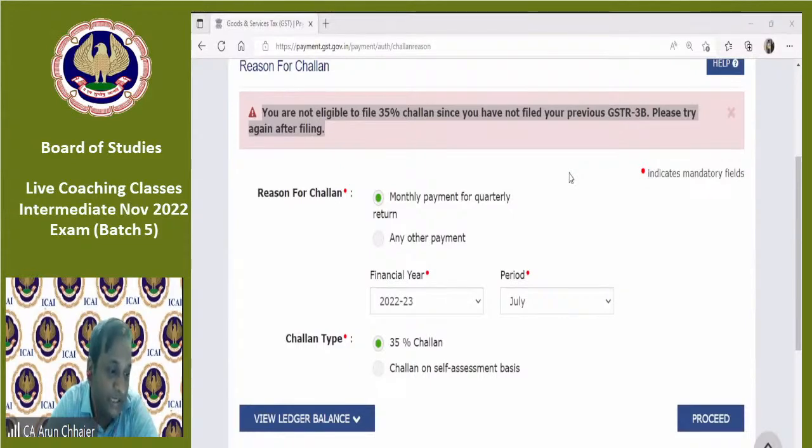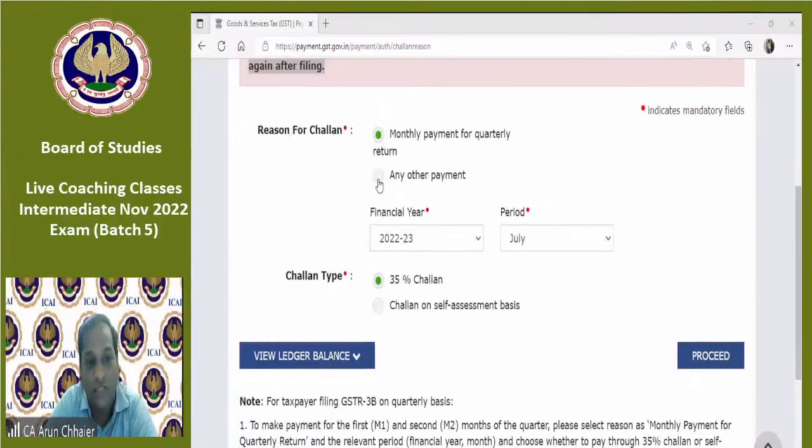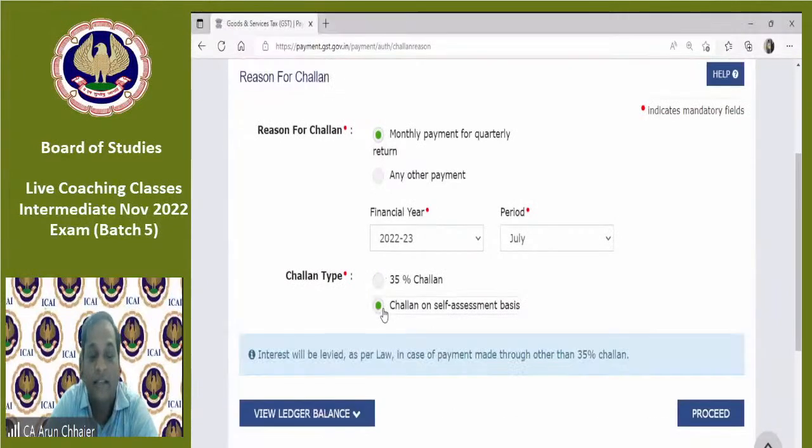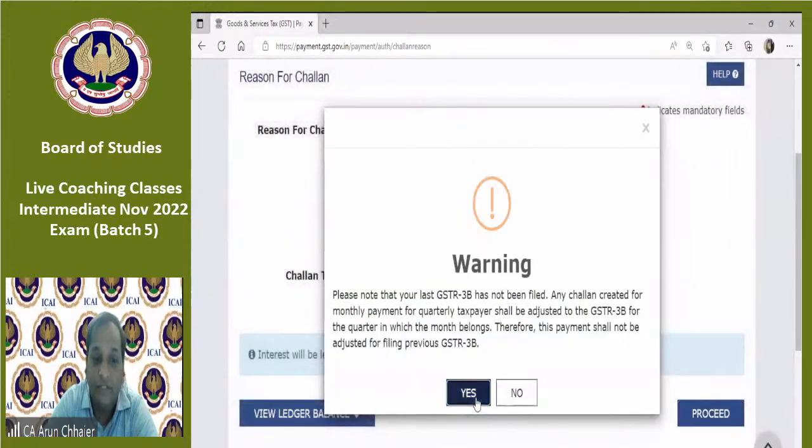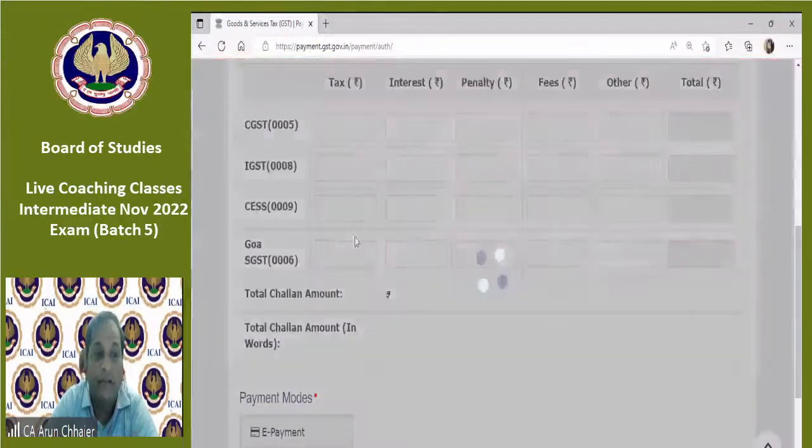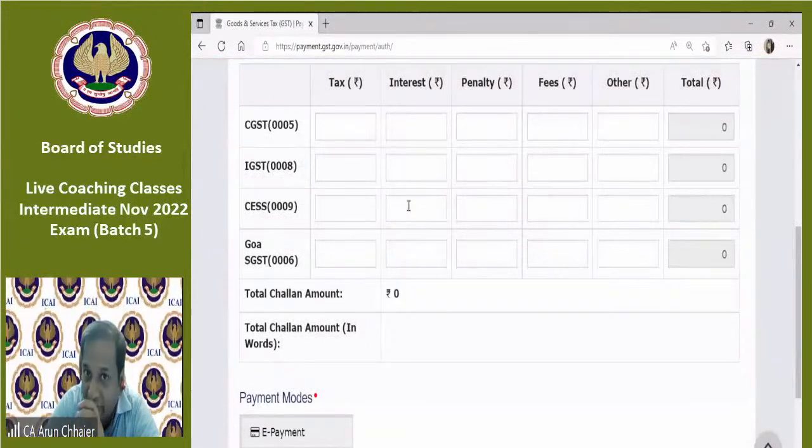If there is no sale in that month, Rekha, then you can simply select the self-assessment method and then click on proceed. And simply, nothing to pay. See, what is the self-assessment method? In the self-assessment method, you are calculating your actual liability.